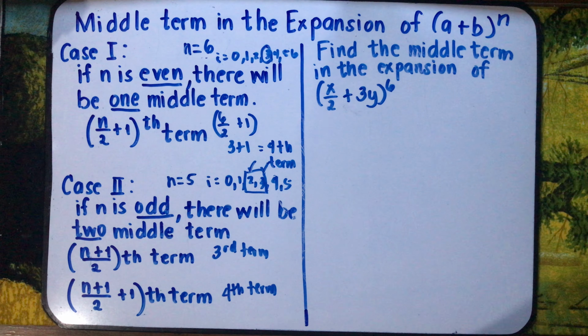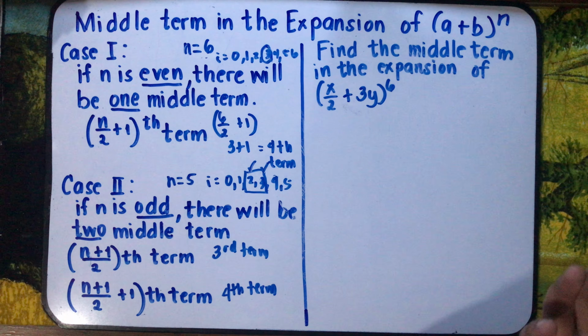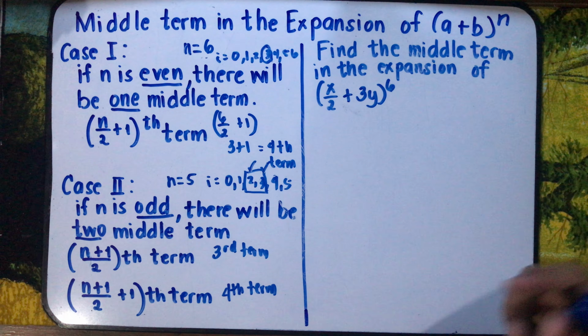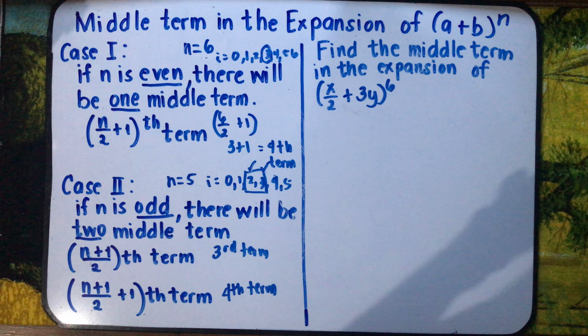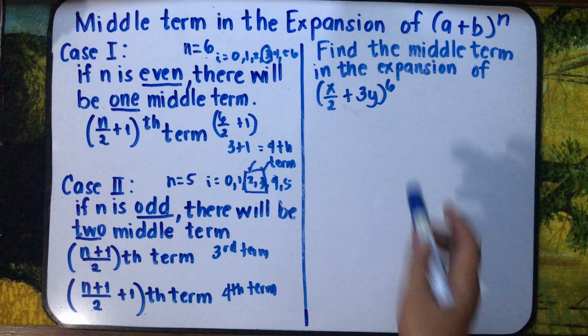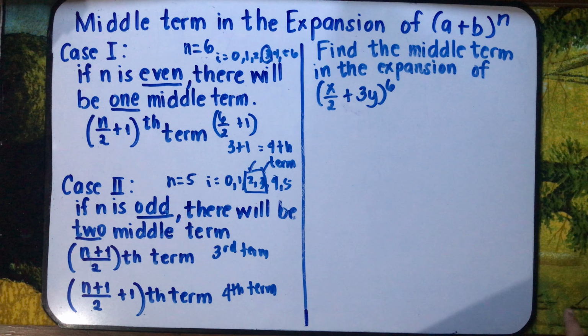So that is how we identify the term position, or how many middle terms there are, if we are given a binomial expansion. So, let's now have an example. Find the middle term in the expansion of (x over 2 plus 3y) raised to 6.